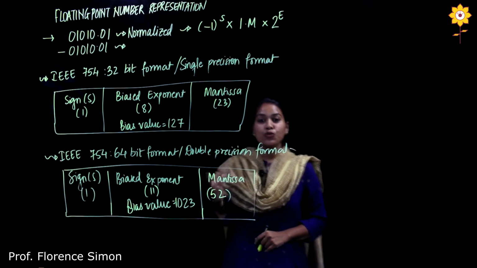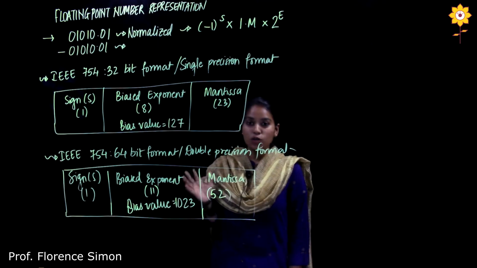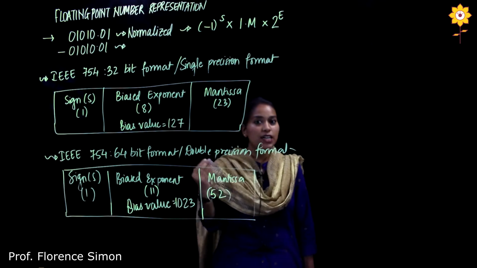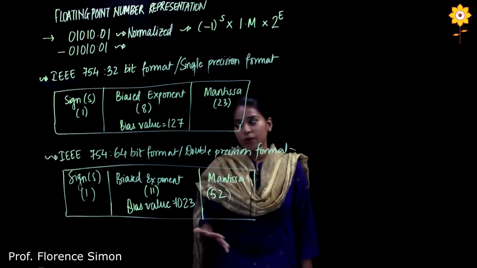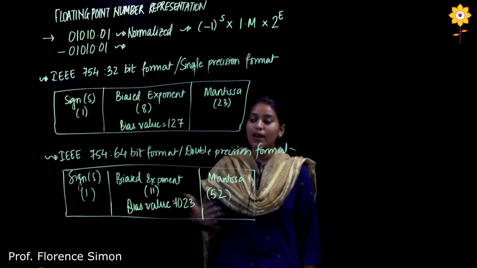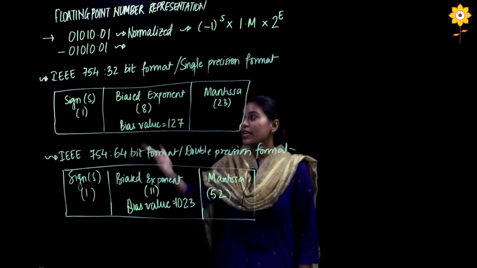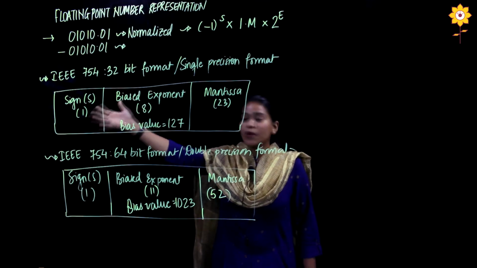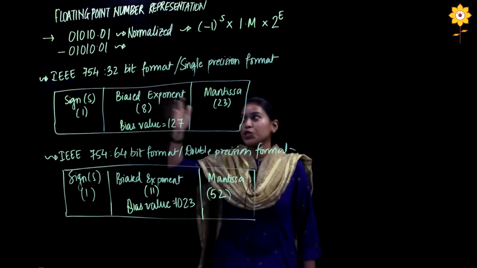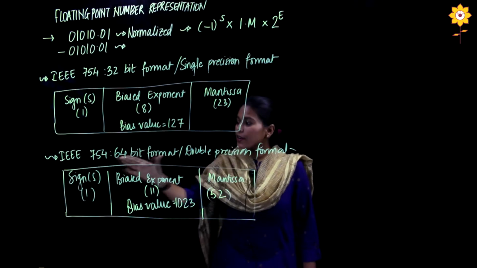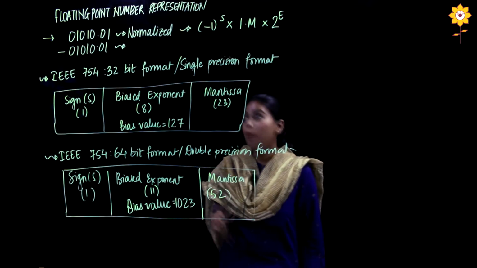So basically there are two formats that we have. One is the IEEE 754 32-bit format, which is also called the single precision format, and the other one is the IEEE 754 64-bit format, which is also called the double precision format. So IEEE, everybody is aware what is IEEE. 754 is the release number of this standard, and this is 32-bit, as in the number representation happens in 32 bits. Here 64 bits, meaning the number is represented in 64 bits as a whole.